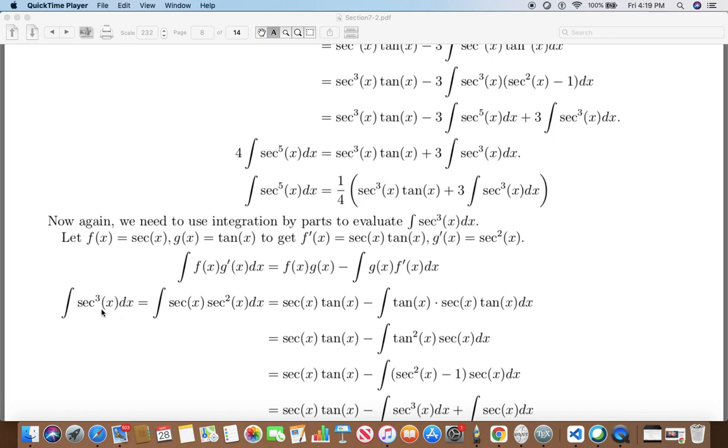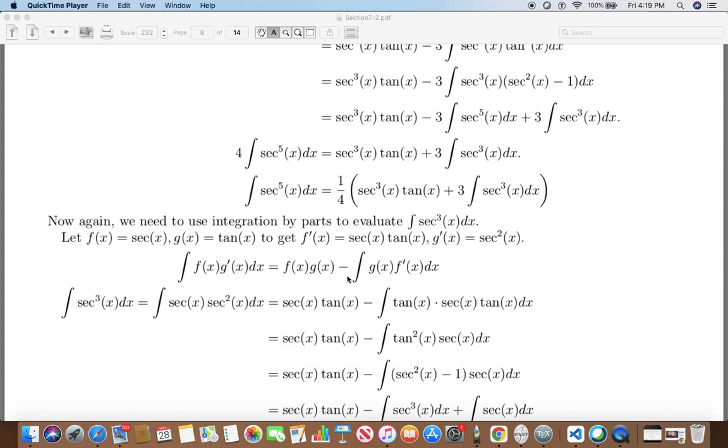Again, secant to the 3rd power, you may write it as secant to the 1st power and secant to the 2nd power dx. The 1st power is going to be f(x). Secant squared x dx is g prime dx, which means g should be tan. Alright. So let f(x) be secant x and g(x) be tan x. Then f prime, the derivative of secant, is secant tan and g prime is secant squared. That's by design.